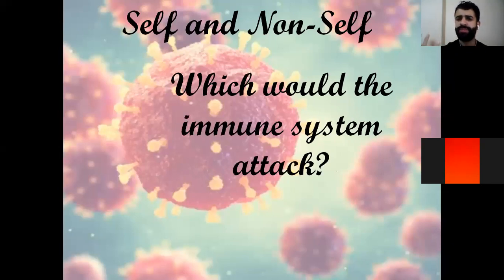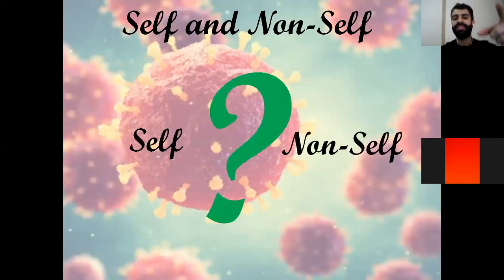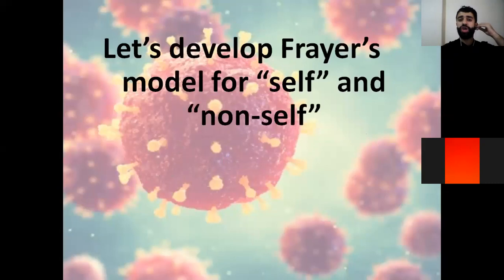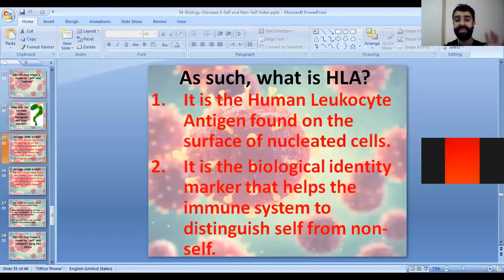But the big question here, would the immune system attack the self or the non-self? Sure, the immune system will attack the non-self. Why? Because they don't belong to my body. So let's develop the Frayer model for the self and non-self. How can the immune system distinguish between the self and non-self? First, before we talk about this, we have to talk about HLA.